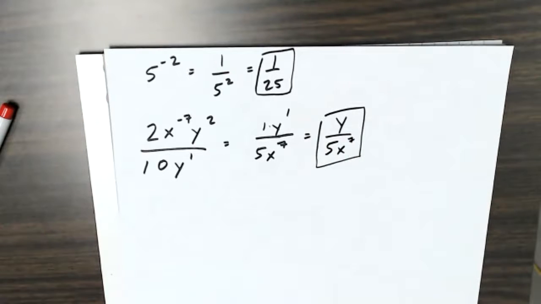Okay? Y over 5x to the 7th. Any questions? I'm going to just keep making these look weirder. Okay, that's the best way to do it. But I need you to know that you can simplify these in a lot of different ways. And the way your brain operates on simplifying these things will probably be different than my brain, okay?